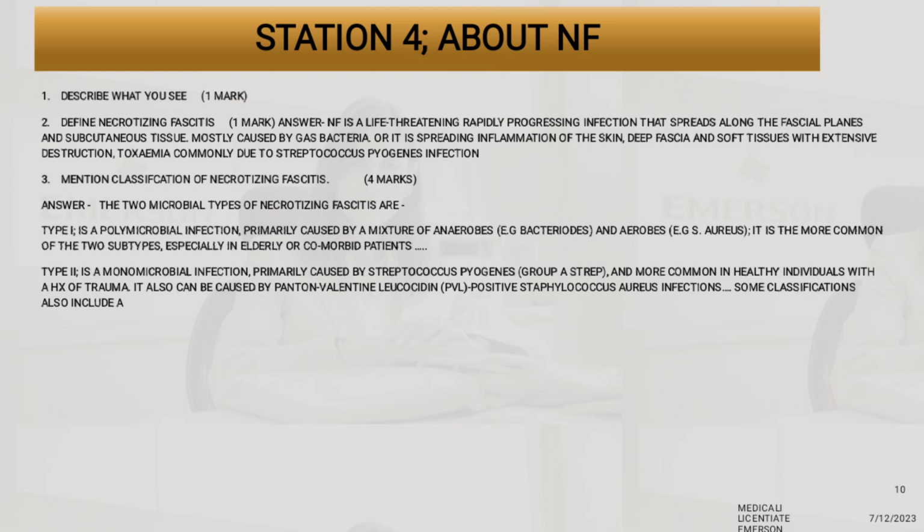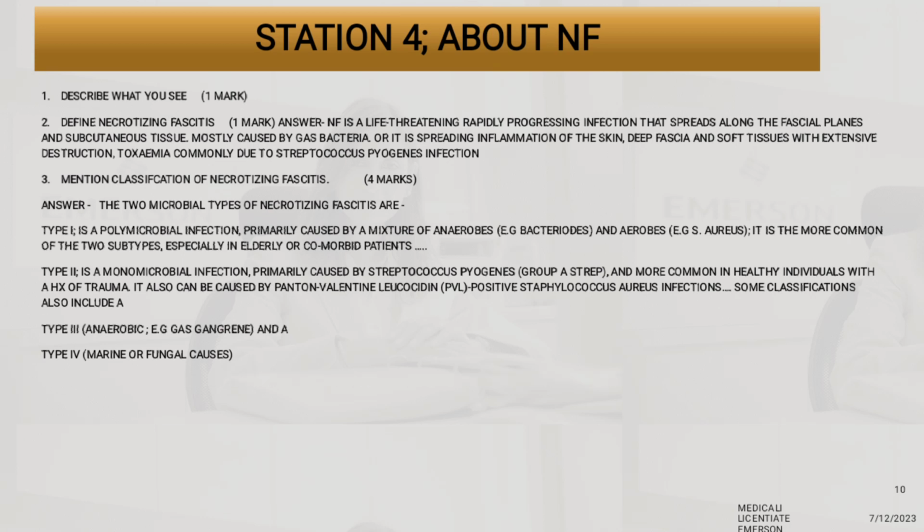And you can also have some classifications, meaning type 3 and 4, where you have type 3, which is also known as clostridial. For example, gas gangrene is a type 3 necrotizing fasciitis. And we have type 4, which is marine or fungal causes.